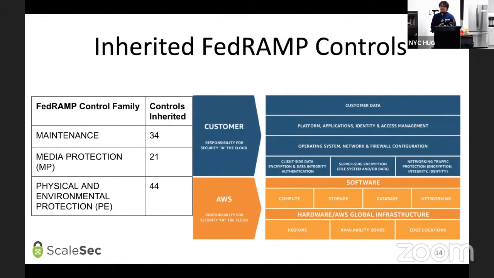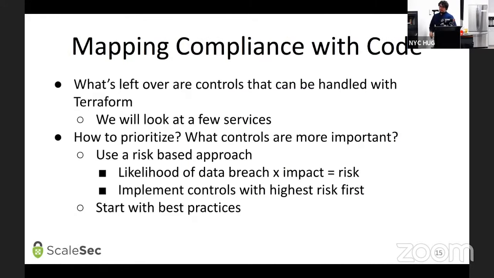Now you're down to maybe like 200 or something. And then if you have some services that are not in scope and stuff like that, then you have even less that you really have to worry about. There's other things too, like where does your boundary lie and so on. I won't get into details about that because this isn't a compliance talk, but basically you have less to do because you've done that legwork up front. All right, great. So what's left over is controls that could be handled with Terraform. So we'll look at a few services just as an example for the talk.